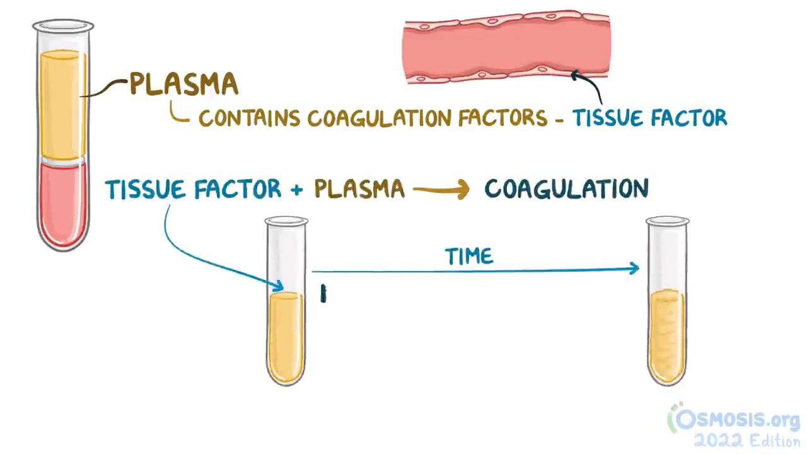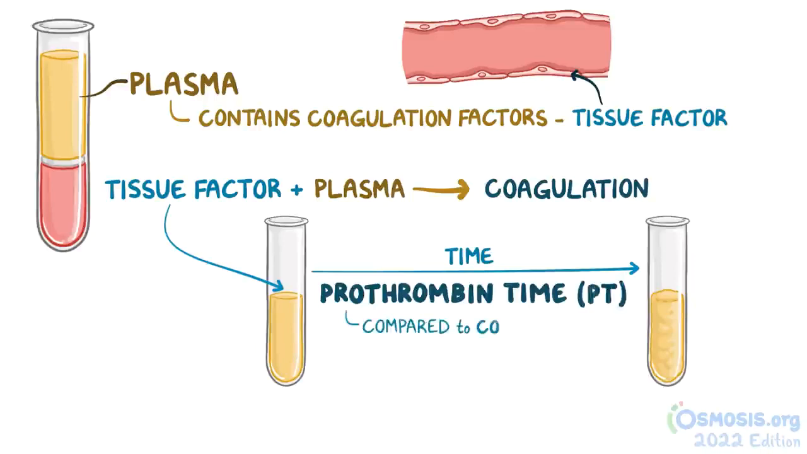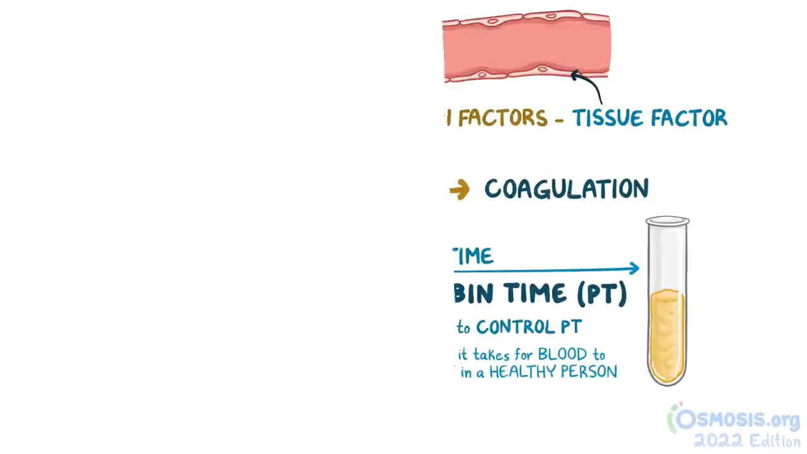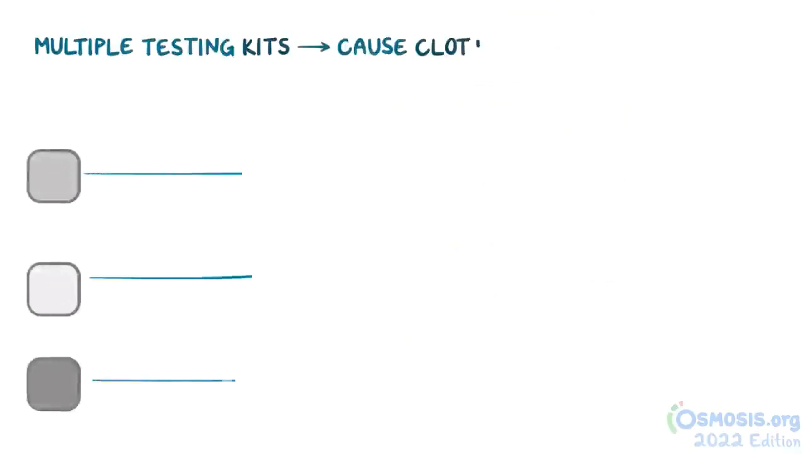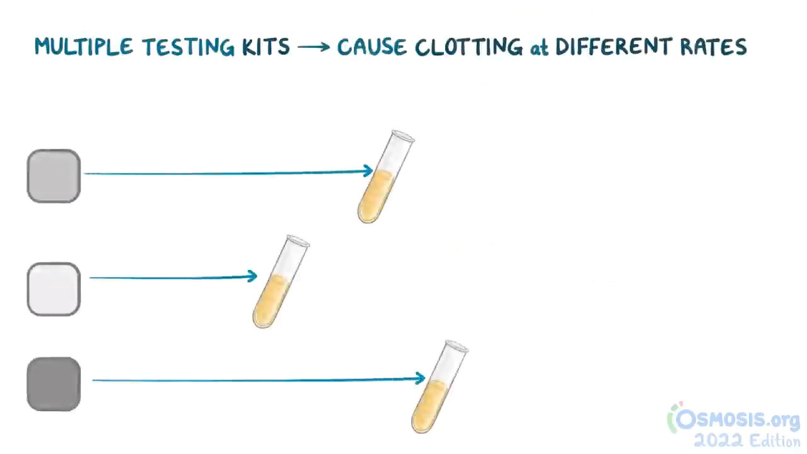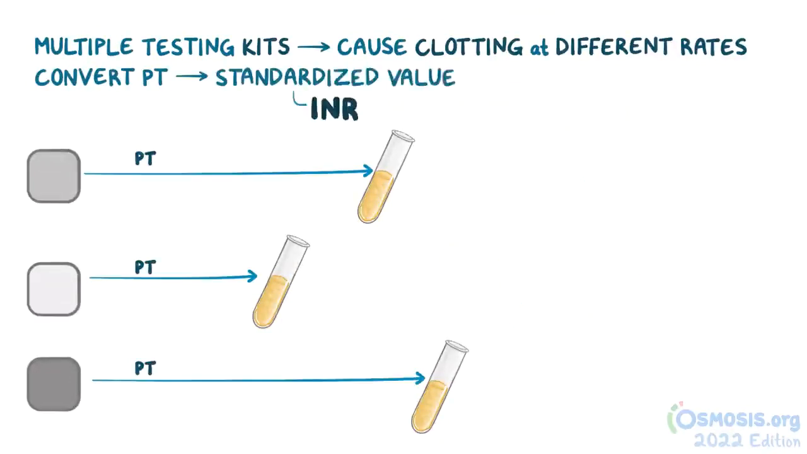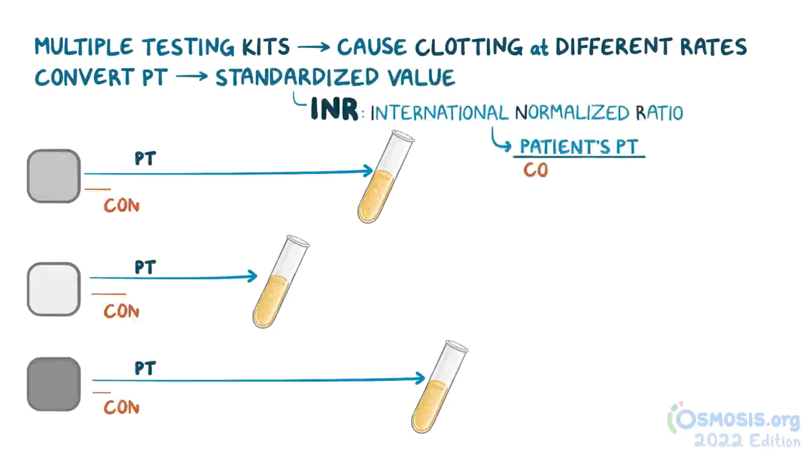This measurement is called the prothrombin time, also abbreviated as PT, and it's compared to the control PT, which is the time it takes for the blood to clot in a healthy person. Now, the problem with PT is that there are multiple testing kits from different companies, and they all cause clotting at different rates. So, it's helpful to convert the PT into a standardized value called the INR, or International Normalized Ratio. This can be done by dividing our patient's PT by the control PT provided by the company.